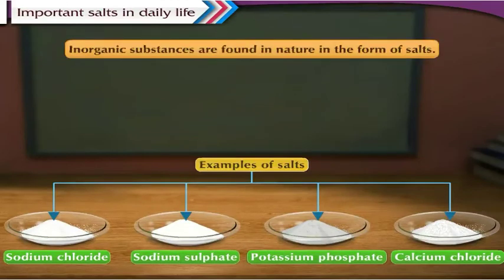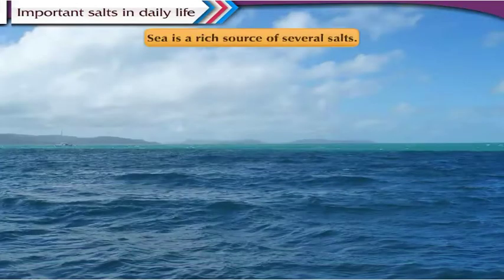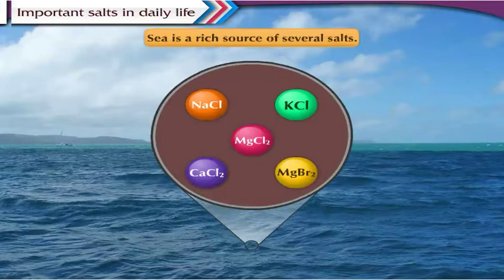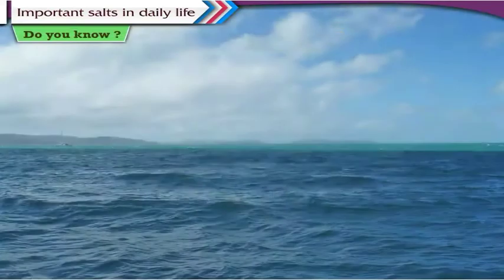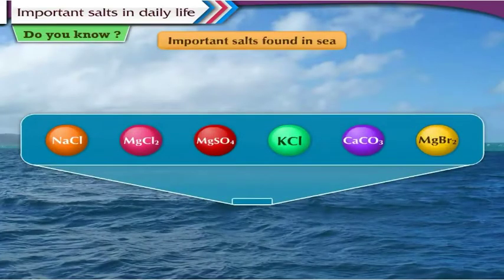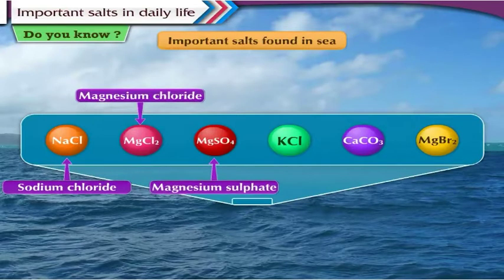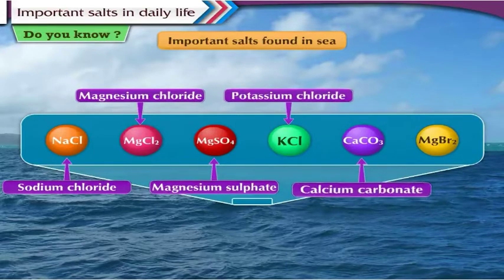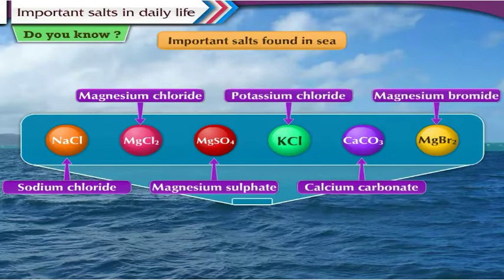Inorganic substances are found in nature in the form of salts. Sea is a rich source of several salts of various elements such as chlorine, sodium, magnesium, potassium, calcium, bromine. Do you know? Some of the important salts found in seawater include sodium chloride, magnesium sulfate, potassium chloride, calcium carbonate, and magnesium bromide. Come, now let us perform an activity to study more about salts.